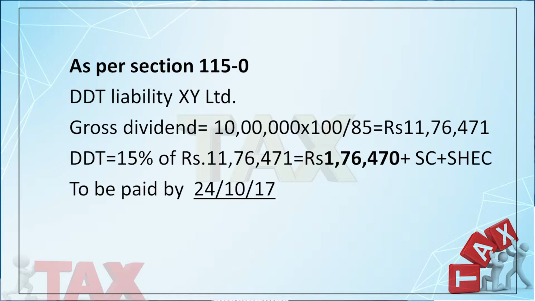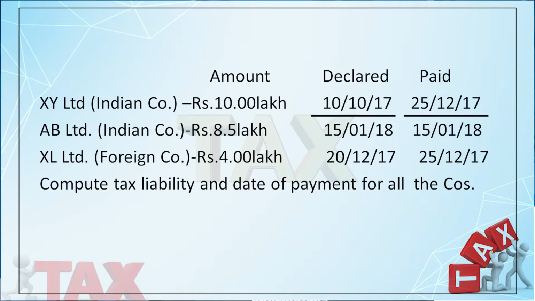Now what would be the due date of payment? So you have to consider here the date of declaration of dividend and date of payment of dividend. We have given here only the declaration date and payment date; the distribution date is not mentioned here. So you have to consider the declaration date and payment date. The company is to pay the dividend distribution tax within 14 days from whichever is earlier. For XY Limited, the date of declaration is 10th October 2017 and it is paid on 25th December 2017. So whichever is earlier, the declaration date is earlier.